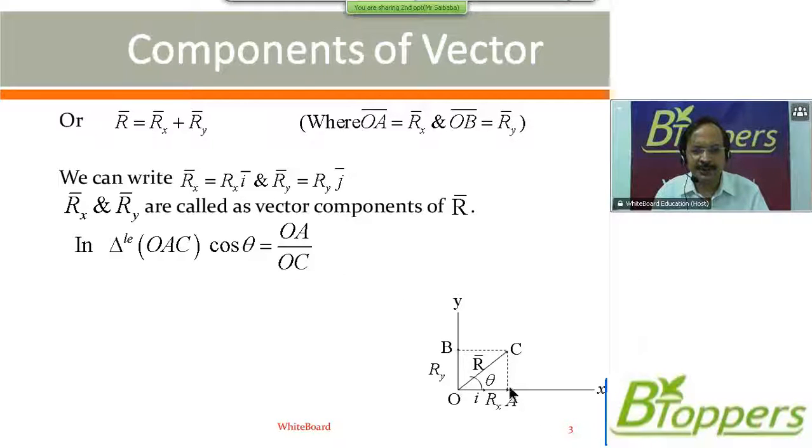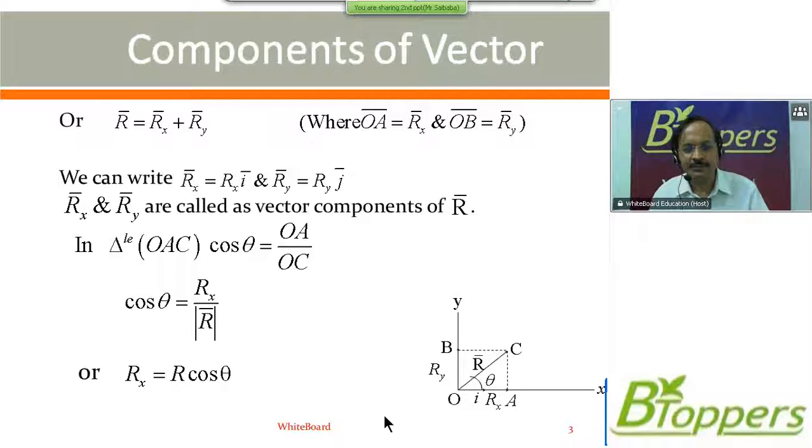So in the right angle triangle OAC, cos theta equal to OA by OC. Length of line OA equal to Rx and length of line OC gives you magnitude of R bar. So you can write cos theta equal to Rx by magnitude of R bar, or Rx equal to R cos theta. Those who want to write the notes, they can take a pause and write the notes if required.